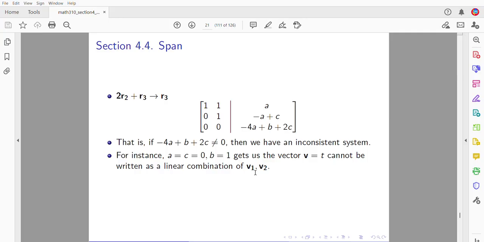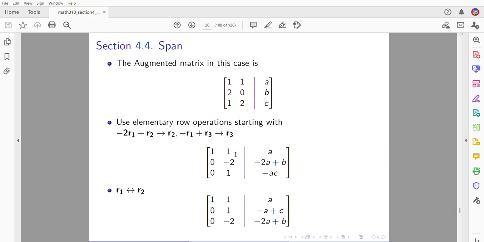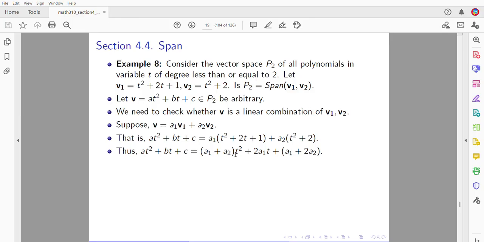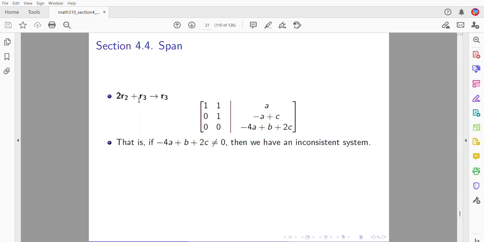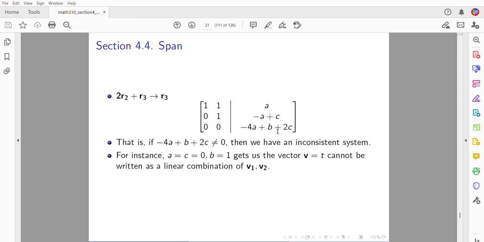So where did this vector t come from? a and c are 0, b equals 1. So that's the vector v. We cannot have it, because that would fetch me a 1 here and 0 here. So that would be inconsistent. So P2 is not a span of v1 and v2.